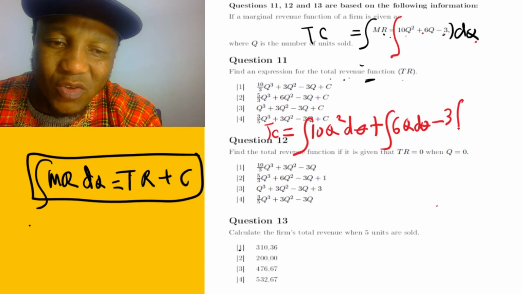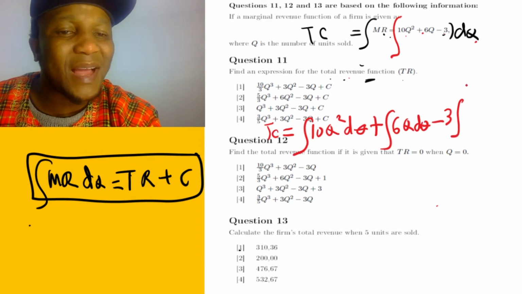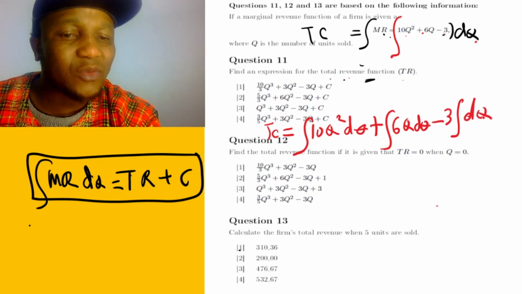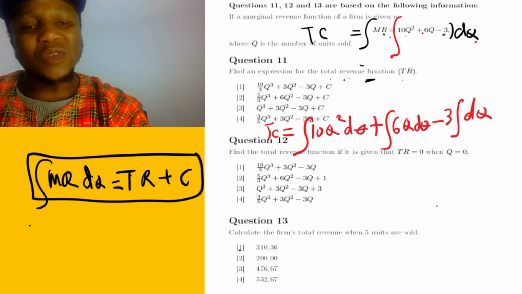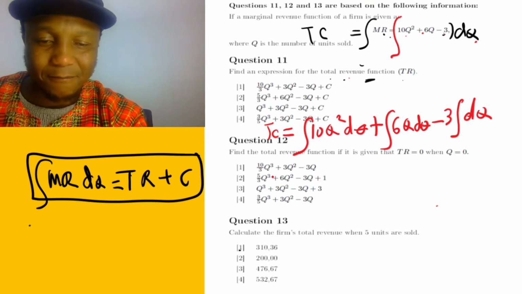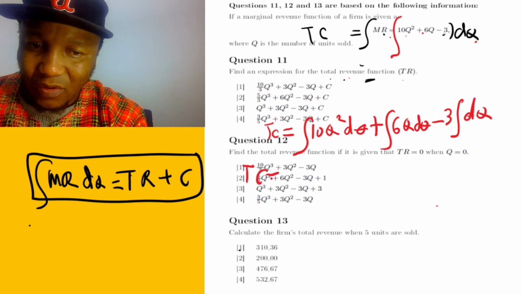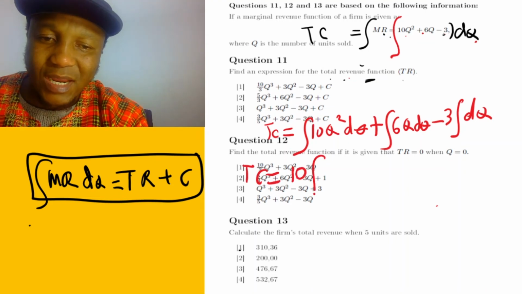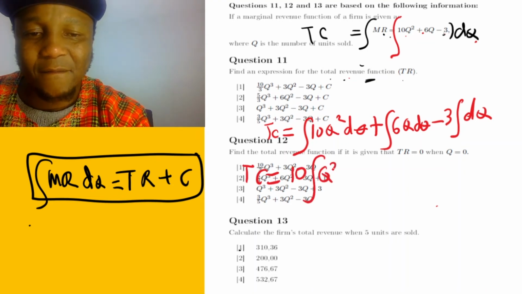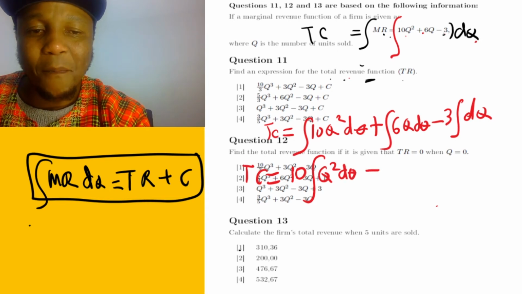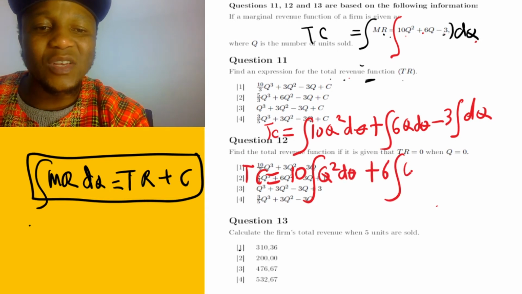3 is just a number, so it's not going to be affected, and you write it behind with dq, because it's a constant. We can do the same thing for all of them, taking the constant behind. So total cost equals 10 times the integral of q squared dq, plus 6 goes behind, and q dq, and then minus.